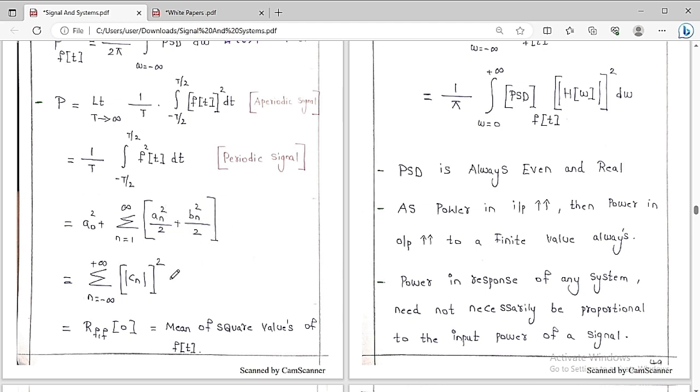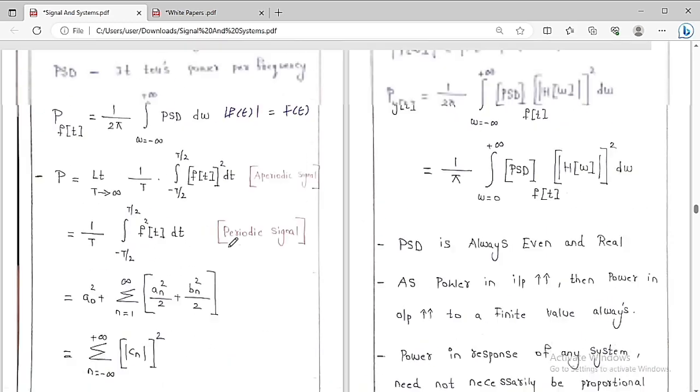If the Fourier series is represented in the exponential format, then the power present is sigma n equal to minus infinity to plus infinity of mod of Cn whole square. With the help of autocorrelation also we can figure out the power: find the autocorrelation of the function f of t with respect to f of t at tau equal to 0, and it is equal to the power present in the signal f of t. Basically it is equal to the mean of the squares of f of t. So these things you always have to keep in your mind.